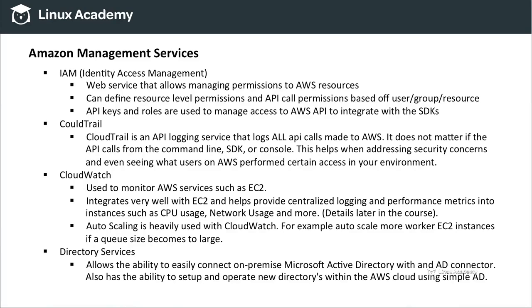The AWS directory services allow for the ability to easily connect on-premise Microsoft Active Directory with an AD connector through the directory services AWS service. It also has the ability to set up and operate a new directory service from within the AWS cloud that other AD services can use with a simple Active Directory connector from AWS directory services.